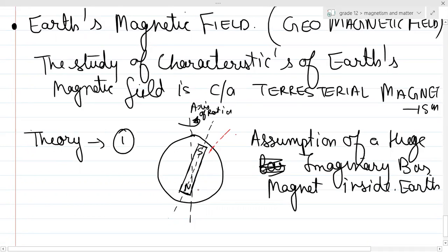It goes into the North Pole and comes out over here. Yes, sir. This is how the magnetic field is there inside Earth, and this is how the magnetic field of Earth is there. Are you getting my point? It was found to be like this.